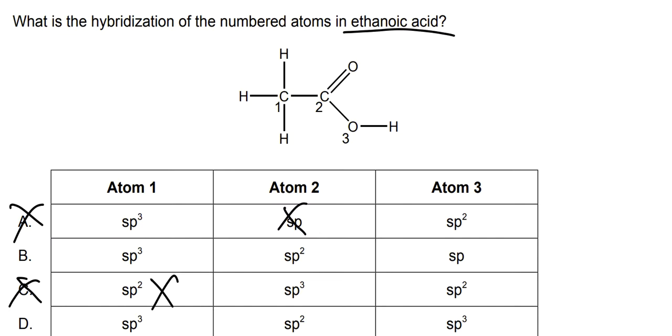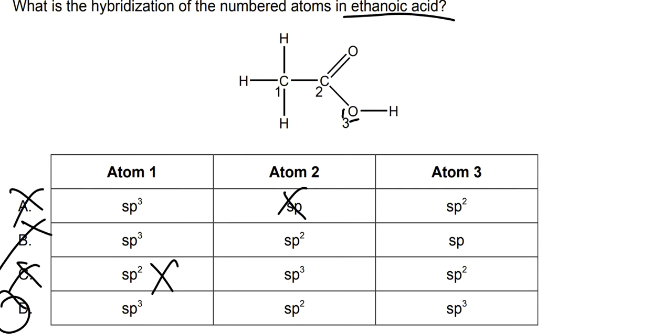And oxygen 3. This is quite tricky. You might think that it's bonded to 2 things, but that's wrong. It's actually got 2 lone pairs as well because it's oxygen. So this is also tetrahedral, so it's going to be sp3 hybridized. So the answer is going to be D.